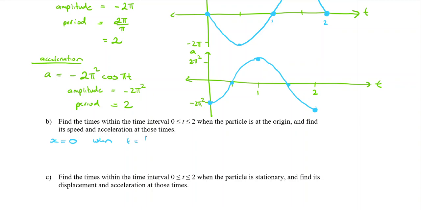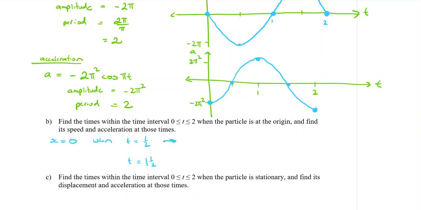When time equals half, yes. Is there any others? Yes, time equals 1.5. Okay, so there's 2 spots: half and 1.5. Now for each of those, I have to find the speed and the acceleration at those times. So speed, I'm looking at the velocity graph, and acceleration, I'm looking at the acceleration graph.